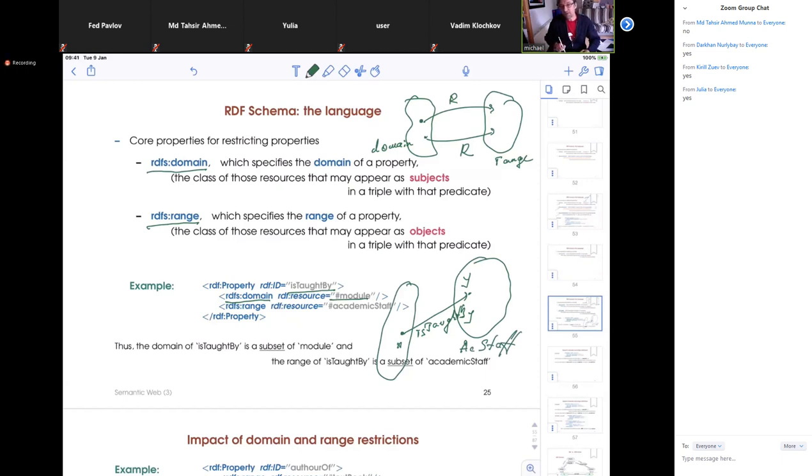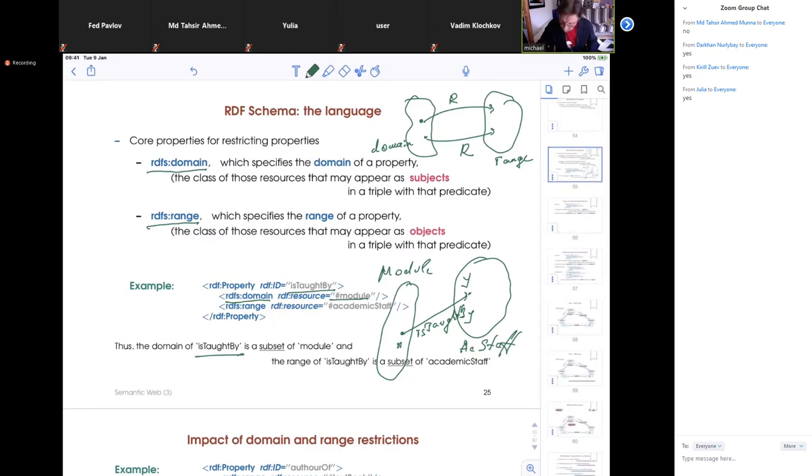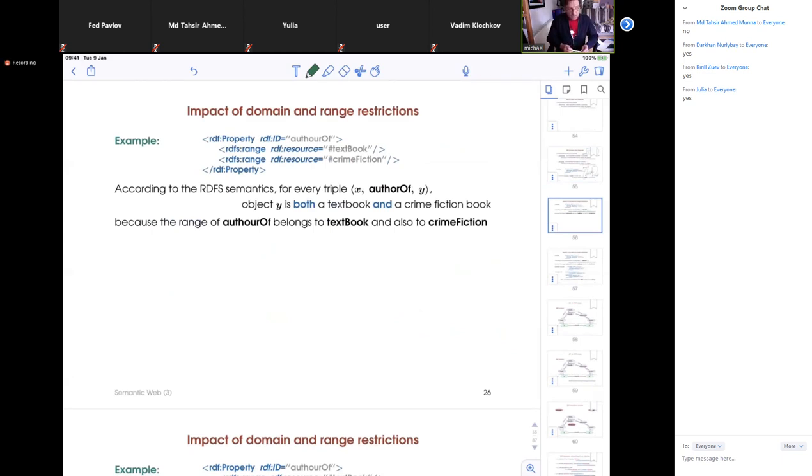By the way, I think it's very important to observe here that I have module, or course or lecture, and both module and academic staff are classes. So we may have different modules taught by different academic staff members, and they are organized in these classes. Okay, so the domain of is taught by is a subset of the class module, and the range is a subset of academic staff.